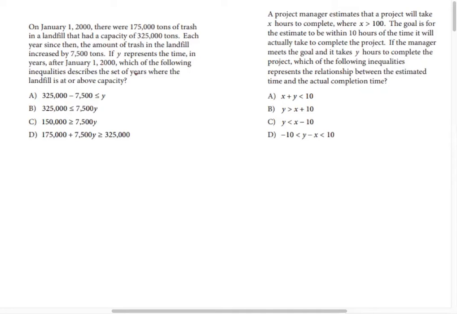No, they're not. Neither of them are. They're the same answer, but they're not C.